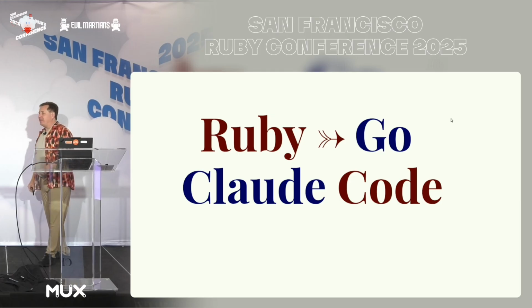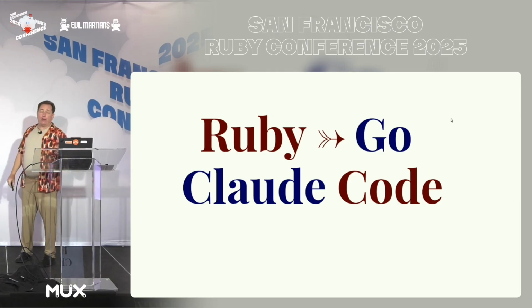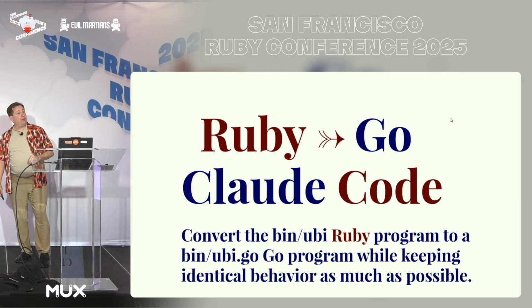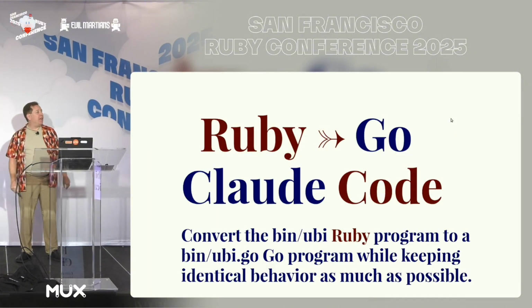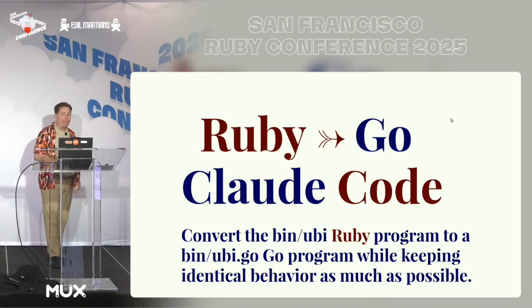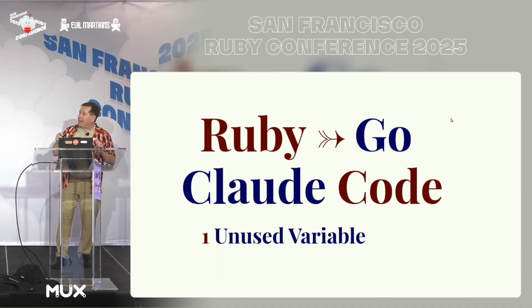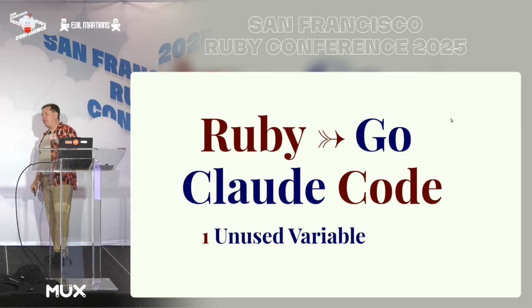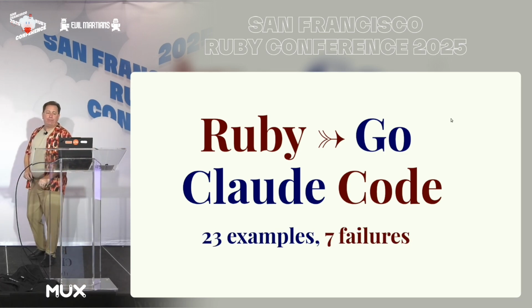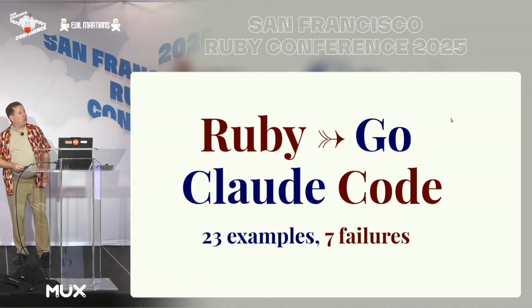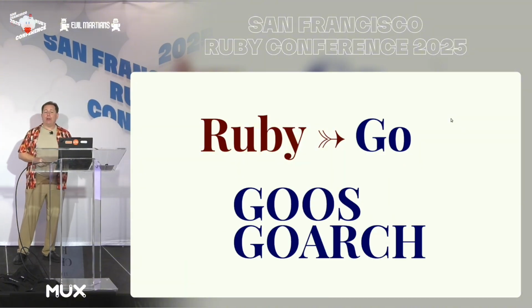To see how far AI has come this year, I tried using Claude Code to do the same Ruby to Go conversion earlier this month. And this is the prompt I gave it: Convert the bin/ubi Ruby program to a bin/ubi.go Go program while keeping identical behavior as much as possible. The generated Go code compiled correctly after removing a single unused variable, and the generated executable passed over 2/3 of the tests. Quite the improvement from the results from earlier this year.